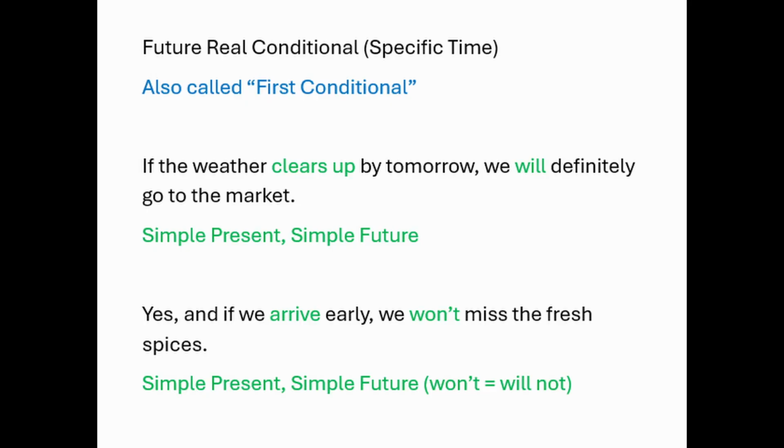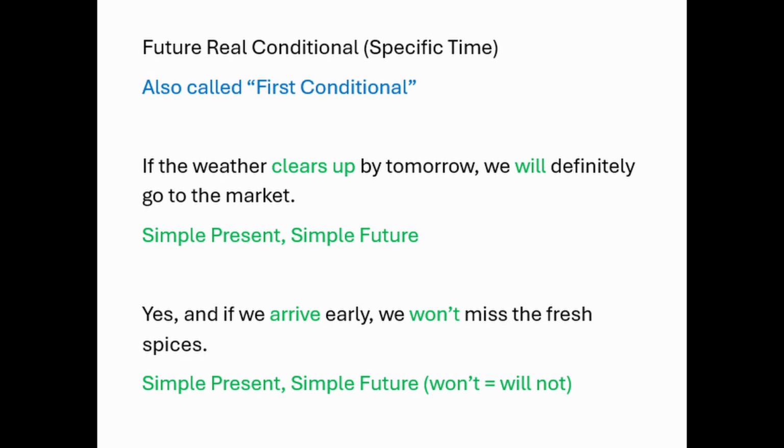Okay, great. So these two characters in the video were using which conditional was it? It was the future real conditional, also called the first conditional. And as I said, that is the most popular conditional, at least in American English. It's used for talking about an actual situation that will occur in the future and at a specific time. So notice what they're saying: if the weather clears up by tomorrow, we will definitely go to the market. So they're talking about a real situation at a specific time. The specific time is tomorrow, and they're talking about what will actually happen.